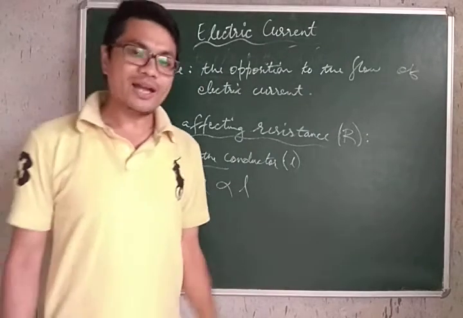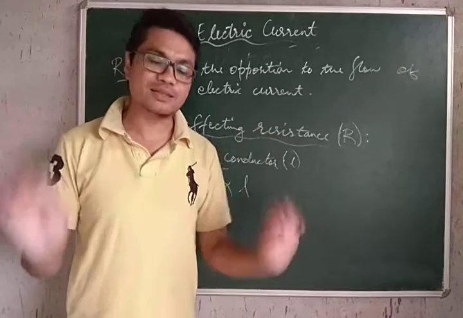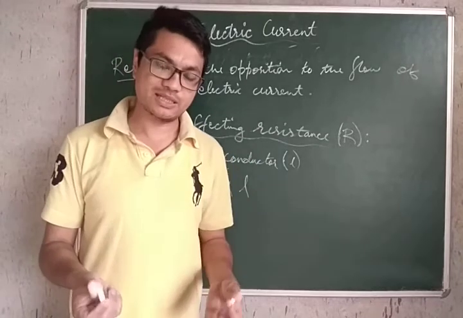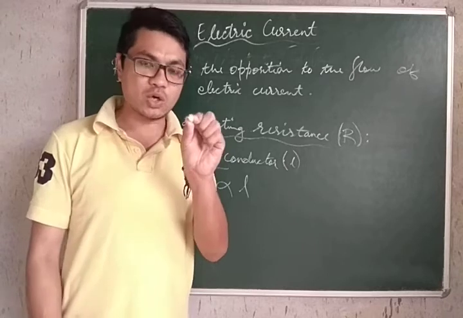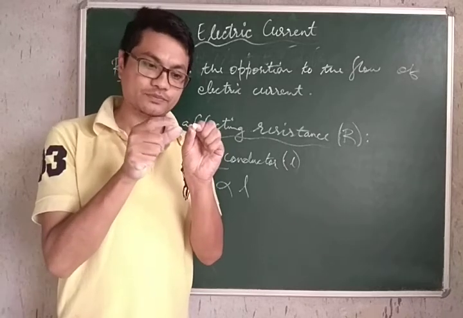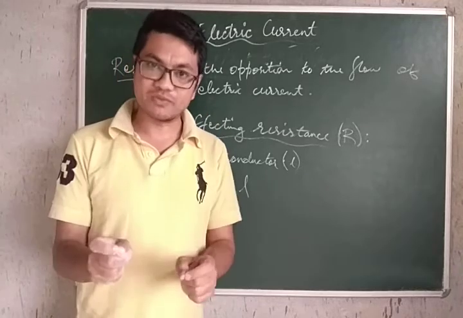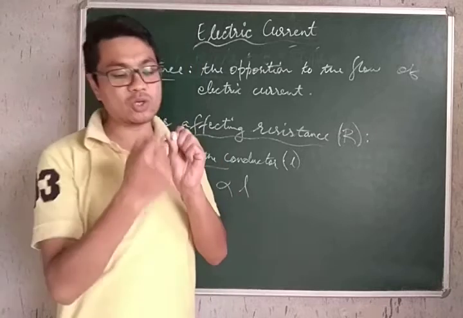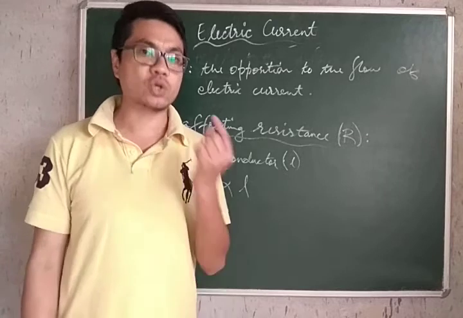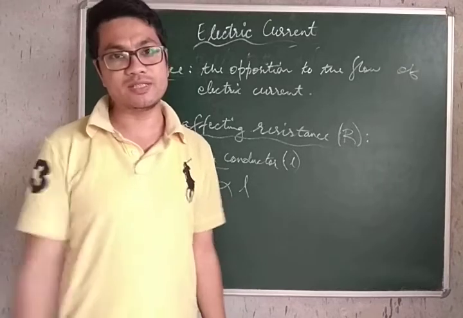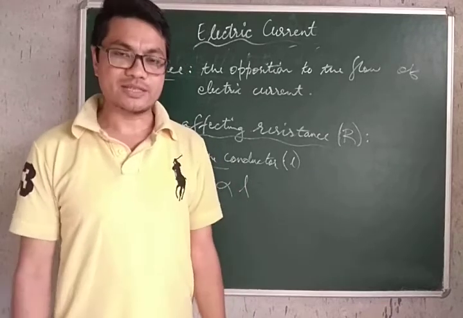So to say, if I have two wires, two conductors, made up of exactly the same material, and they have the same thickness, so to say they have the same cross-sectional area, but one is longer and the other is shorter. So remember, although they are made up of the same material and have the same cross-sectional area, still the longer one will have a larger resistance and the shorter one will have lesser resistance, remember that.